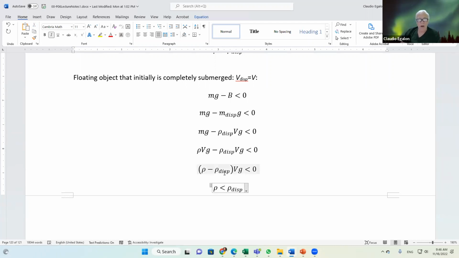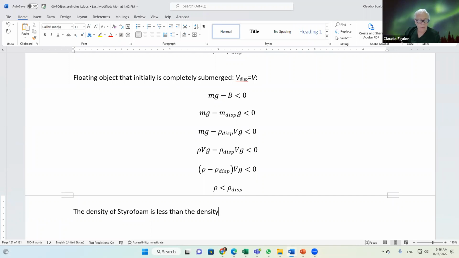The density of the object must be less than the density of the fluid, like in the case of styrofoam. The density of the styrofoam is less than the density of water. For this reason, it floats.